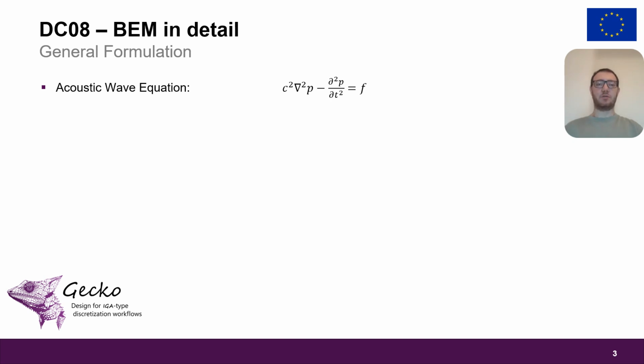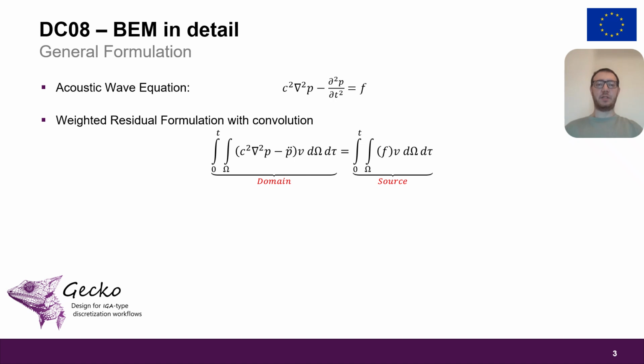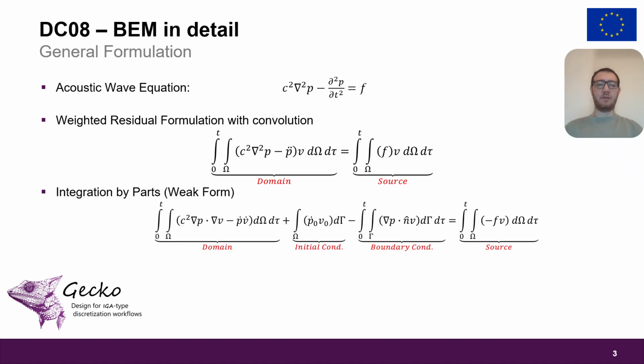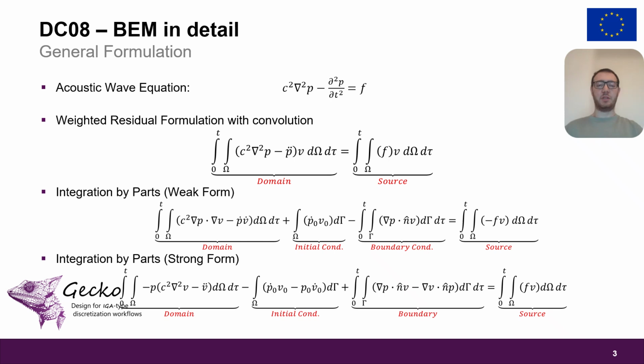We start with the acoustic wave equation. We apply a weighted residual formulation with a convolution. Convolution is there to take care of the time domain part. When we apply integration by parts once, we get the weak form, which is generally used in the finite element methods. However, if we apply another integration by parts, we can move our derivatives on the primary variable to our test function, and we can get some initial and boundary conditions alongside it.